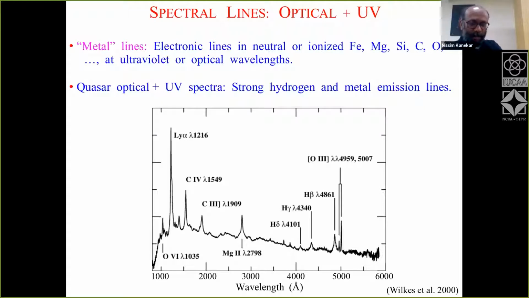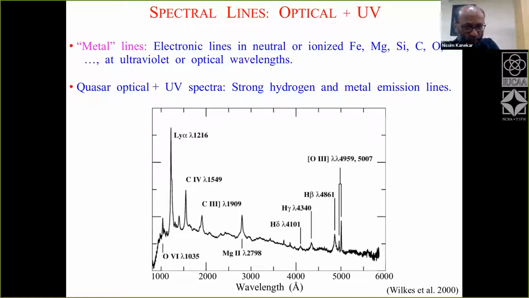And atomic species, for example iron, magnesium, silicon, carbon, oxygen, chromium, zinc, sulfur, all of these species produce absorption or emission at the ultraviolet or optical wavelengths. And this plot at the bottom shows you an average quasar spectrum, where what Wilkes and company did was basically just average over 1,000 quasars in the Large Bright Quasar Survey, just to take a look at what the average quasar spectrum is like.